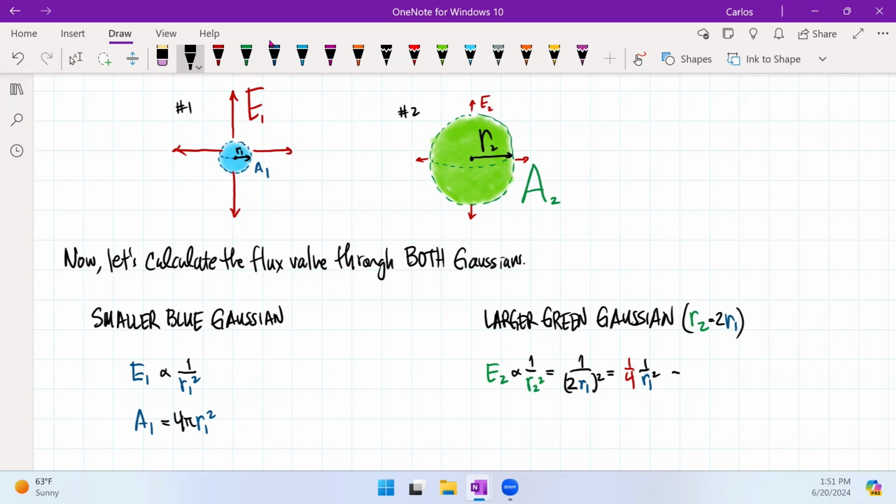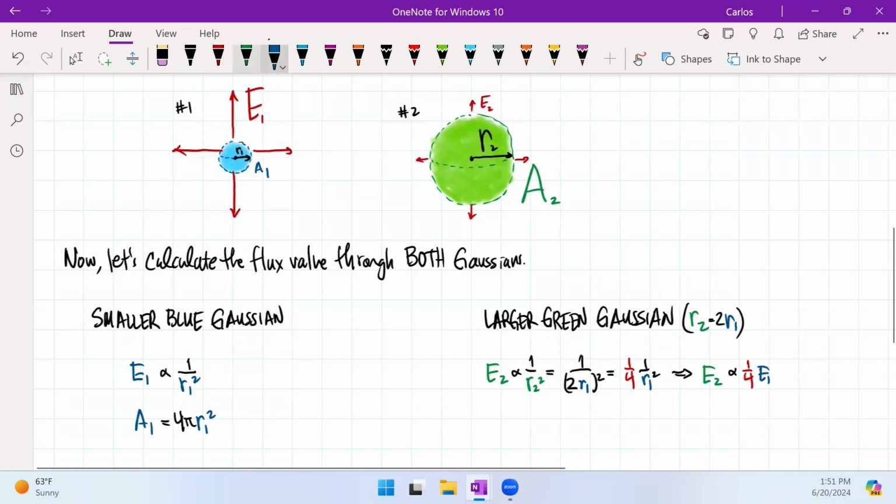So then this implies here that E2 is proportional to 1/4 of E1, which is exactly what we expected. We expected a weaker field. We just didn't know by how much.